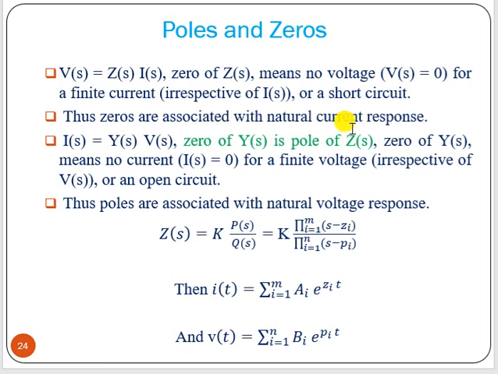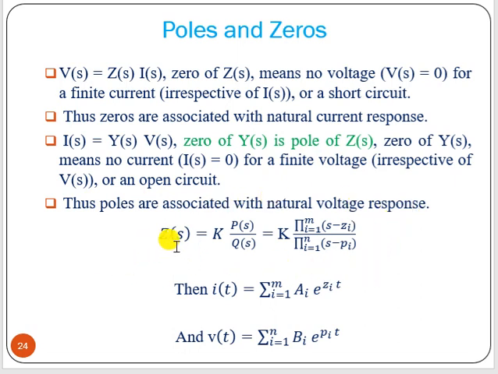Thus zeros are associated with natural current response. If we take the admittance function, I equal to Y(s) into V(s), then zeros of Y(s) are nothing but poles of Z(s) because those are reciprocals of each other. Zeros of Y(s) make Y(s) equal to 0, then I equal to 0 irrespective of the voltage. I equal to 0 means an open circuit for a finite voltage. Thus poles are associated with natural voltage response.